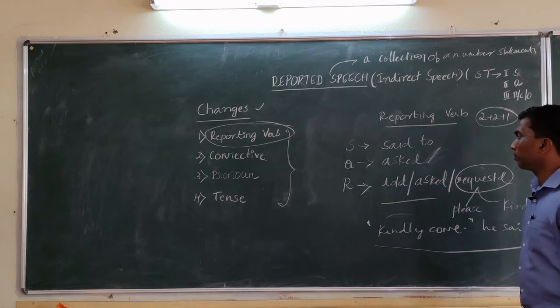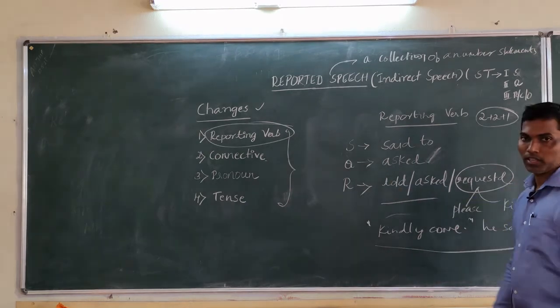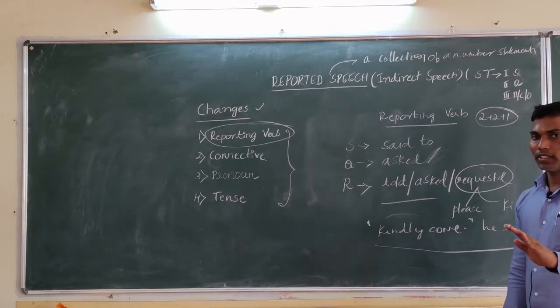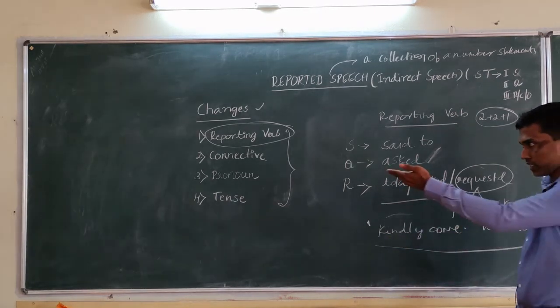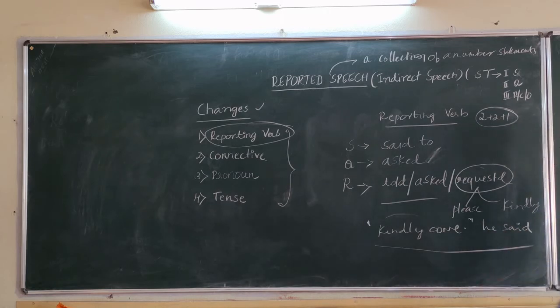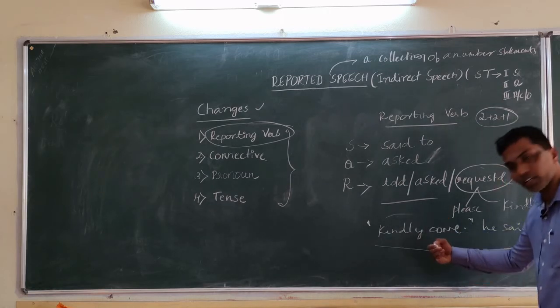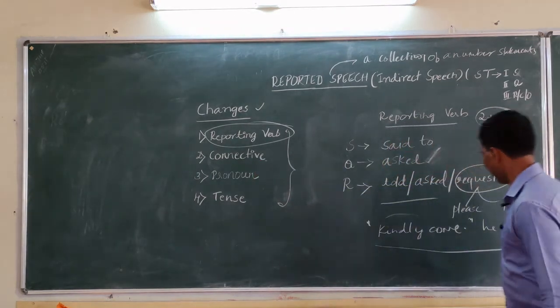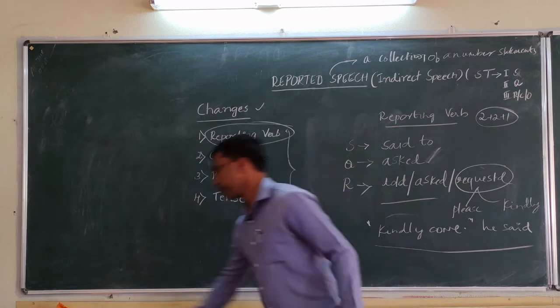Okay, now let's go to the next. It's a process, I have told you. One by one we'll take up, and when it is done, you have to go to the next change. I have told you here, he said has become he requested. The next process is connective according to the sentence type.